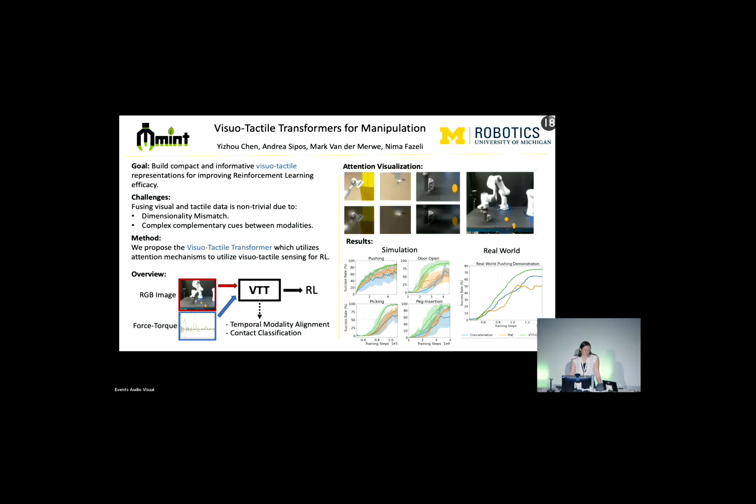Now you'll see this attention visualized on simulated and real-world tasks. We can see that when contact is made, the attention shifts to the side of contact in order to help the RL agent complete the task. We found that VTT outperformed two baselines in four simulated tasks and one real-world demonstration.